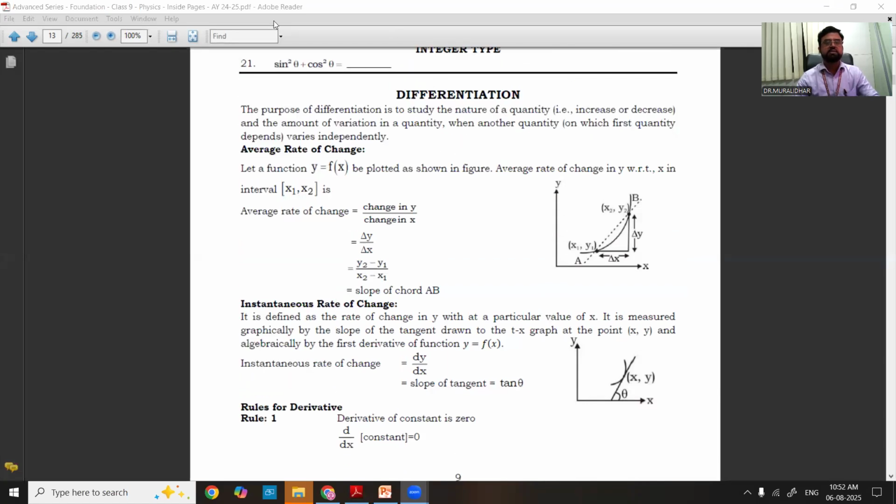Now the next part is differentiation. Another important mathematical concept which is helpful in physics is differentiation. The purpose of differentiation is to study the nature of a quantity that is increasing or decreasing. Whether any quantity is increasing or decreasing can be understood by differentiating.